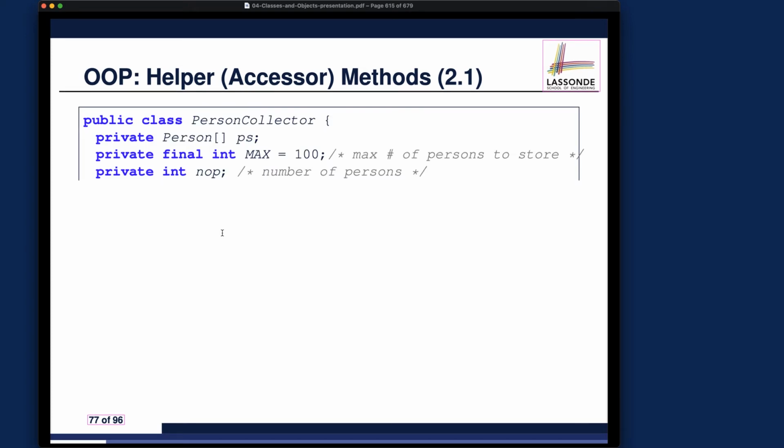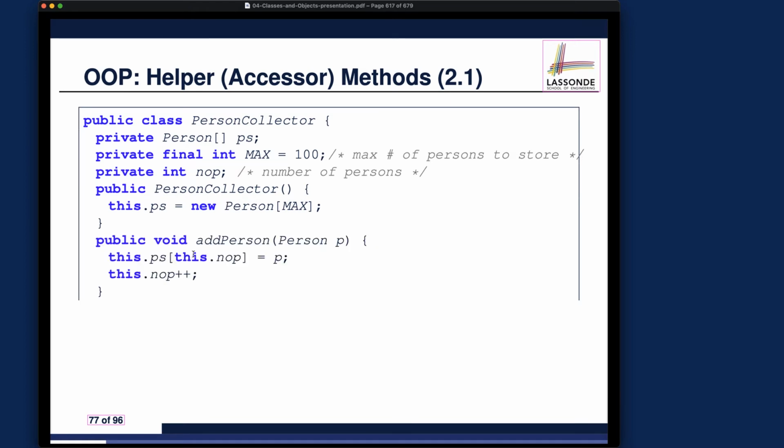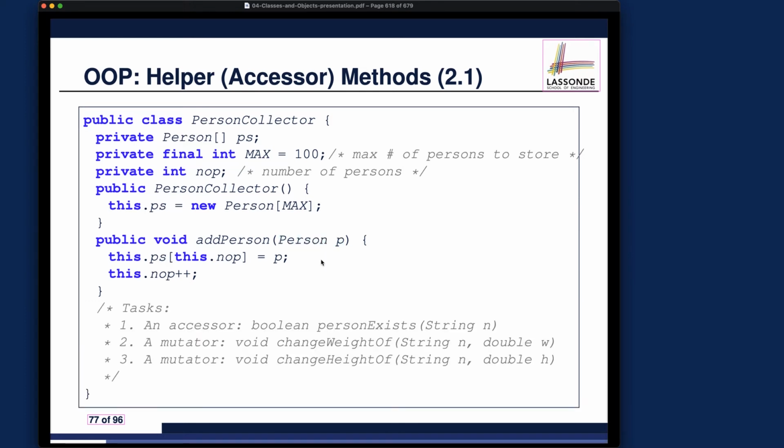Okay, that's something we are very familiar with. Let's say person collector. So we got our array of person, we got our maximum capacity, and also we got a counter over here. And then we got person collector constructor, and also we got a mutator to add a person objects to the end of the array. And that's it. It's a very simple class.